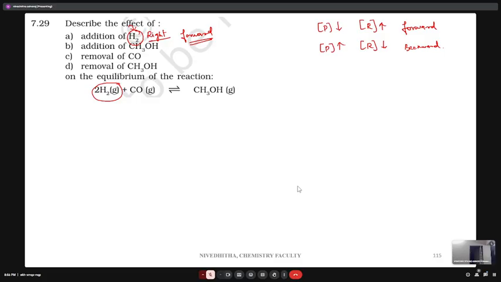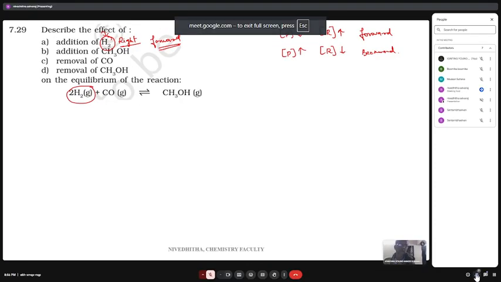Addition of methanol. What is methanol? It is a product. So you're increasing the concentration of the product. So in which direction reaction will move? Backward, ma'am. Backward. Very good. Okay. Third question.